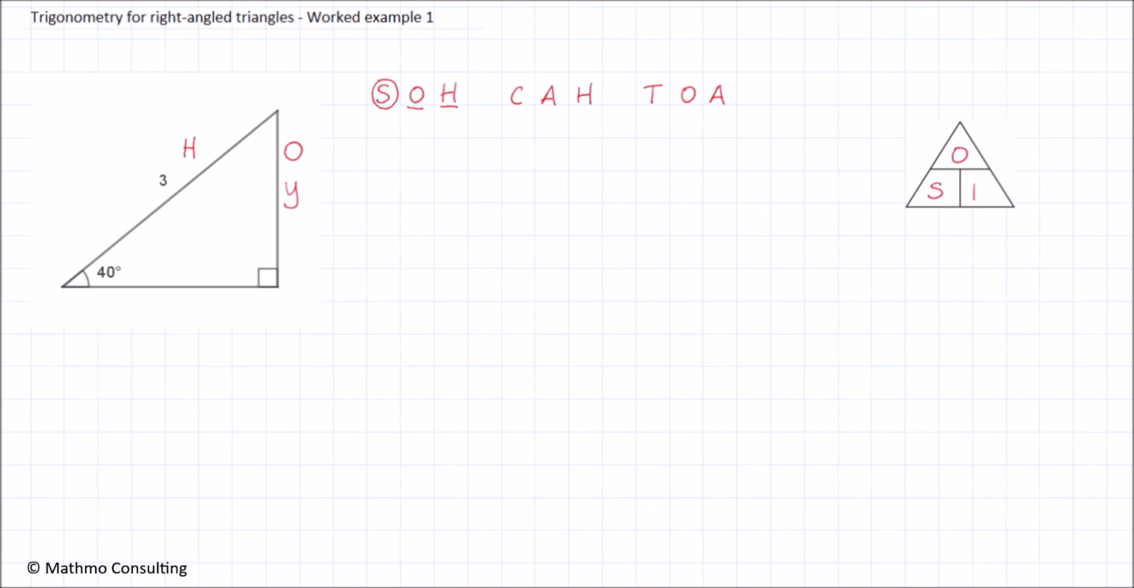But here's the Mathmo special. We're going to write our letters from right to left. So the S goes down here, the O goes up here, and the H goes down here. If you write your letters this way, you'll naturally write a correct trig expression when you show your working. Now this triangle tells us that the opposite side is equal to the hypotenuse multiplied by sine of the angle, and that's because the H and the S are at the same level. So I'll just write that out here.